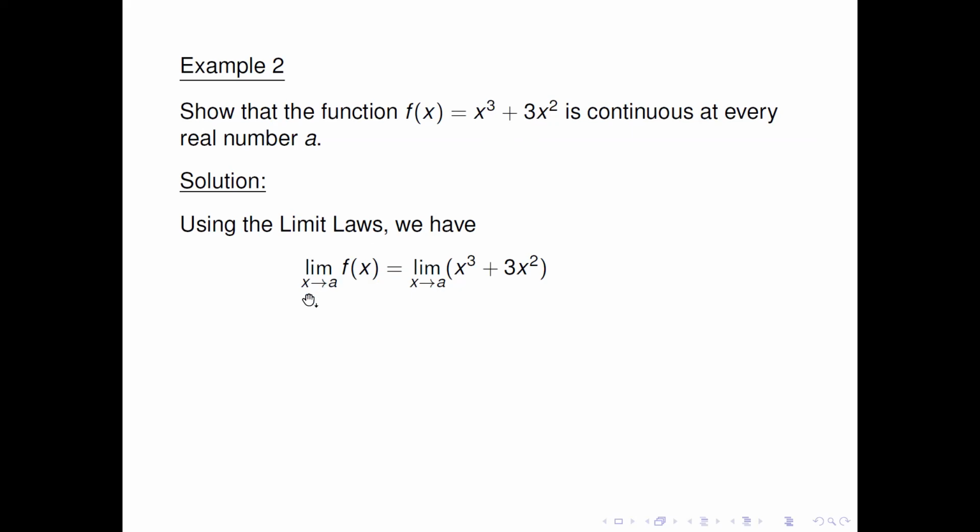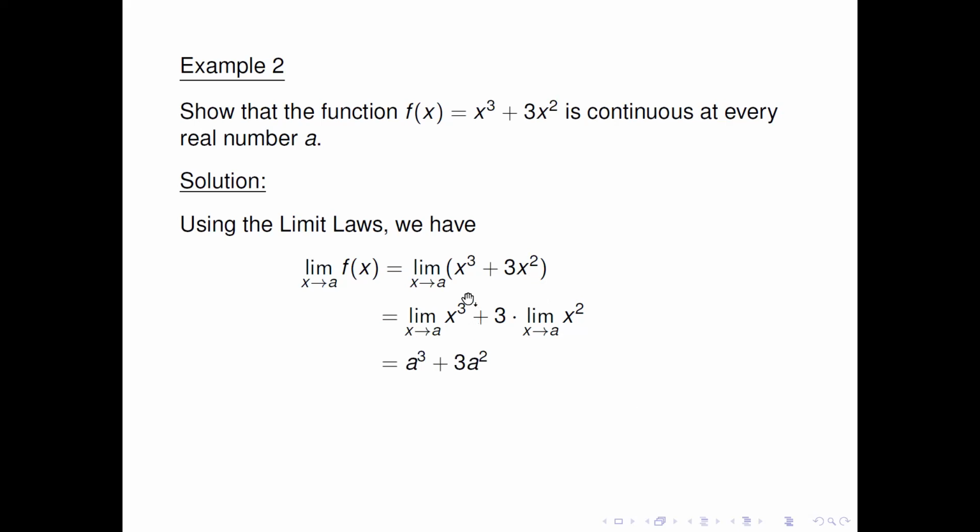And here we go. We say the limit as x approaches a of f of x is the limit as x approaches a of x cubed plus 3 times x squared, which is equal to, now one of the limit laws says, if I have the sum of two functions like this, then I can split the calculation of the limit of the sum into the sum of the limits. So this expression becomes the limit as x approaches a of x cubed plus 3 times the limit as x approaches a of x squared.